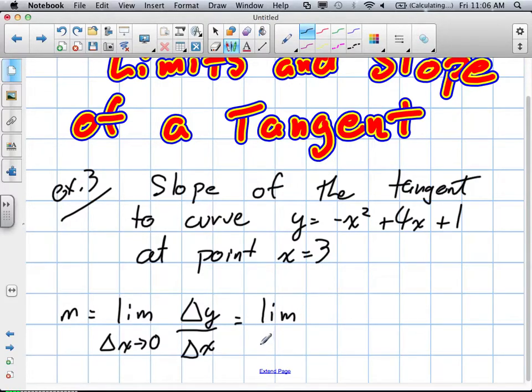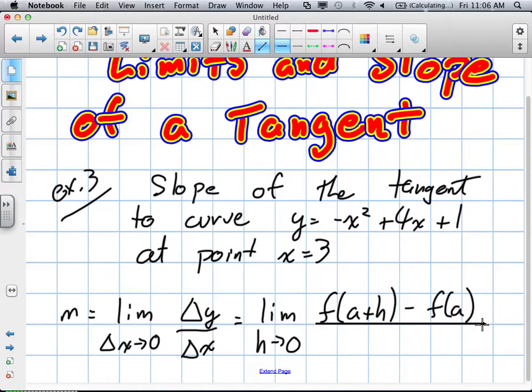which is also equal to, and this is how we are going to normally write most of our questions now, the limit of h as it approaches 0, and h represents a number in this formula we have. Our formula is the function of a plus h minus the function of a divided by h. Okay, so this is the formula we're going to be using.